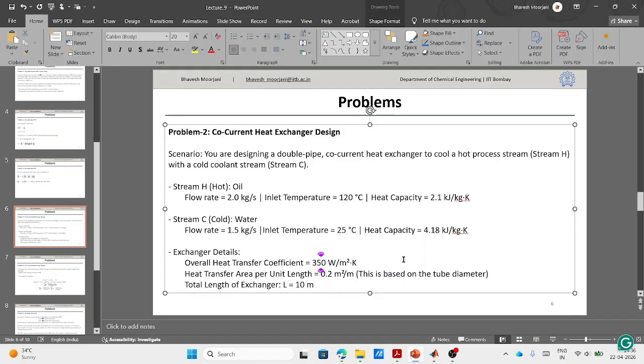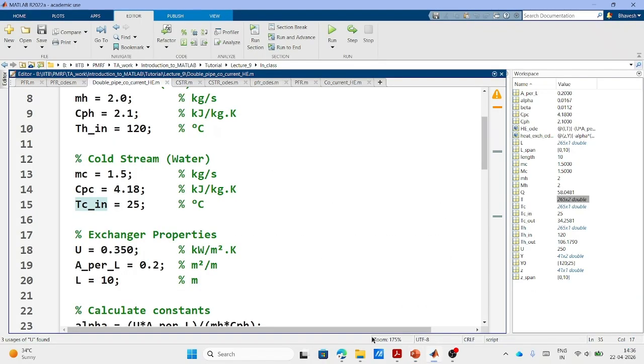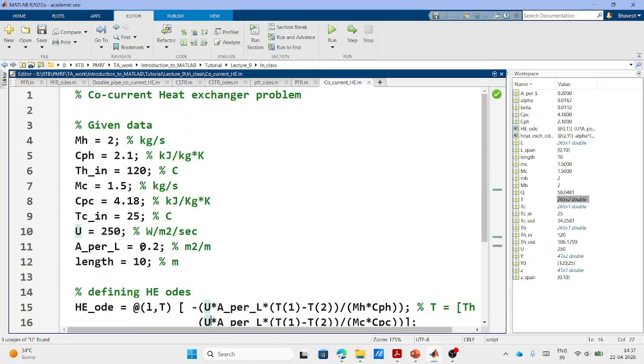So it's 350 watt per meter square Kelvin. This is U. My area is this. This is also in Kelvin. So this much watt I will get, while for MCP delta T, the values are in kilojoule. Okay, that's why the answer is not correct.